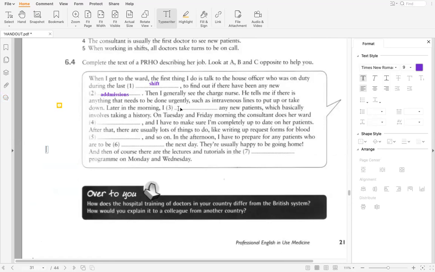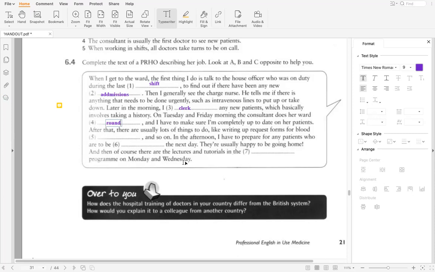Later in the morning, I what any new patients. So here I clerk, which basically involves taking a history. Taking a history of the patients means clerk. On Tuesday and Friday morning, the consultant does her ward round. And I have to make sure I'm completely up to date on her patients.